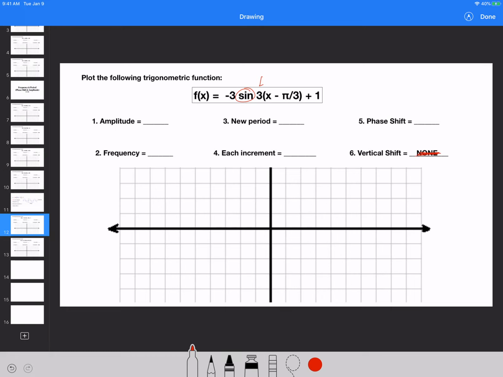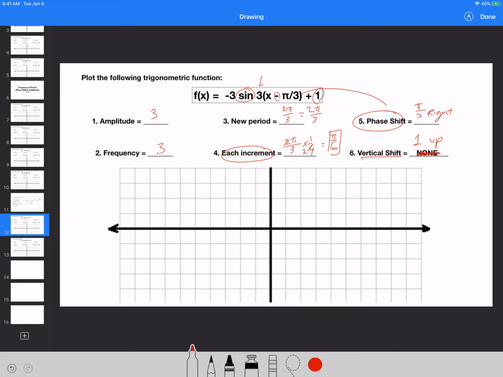So for this question, we have an amplitude of 3. For our frequency, we're going to say it's 3. The new period is 2 pi divided by 3, which I can't really simplify. And that means that each increment will be 2 pi divided by 3 divided by 4, which is times 1 over 4. If you reduce it real quick, that becomes pi over 6 in total. So I'm going to make each increment to be pi over 6. Phase shift would be pi over 3 to the right, because it's minus. Vertical shift would be 1 up. So now I have every component out here possible.